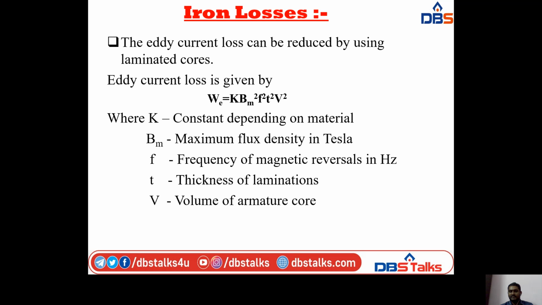Next, coming to F, F is the frequency of magnetic reversal in hertz. Next, coming to T, this is the thickness of laminations. And lastly we have V, that is the volume of the armature core.